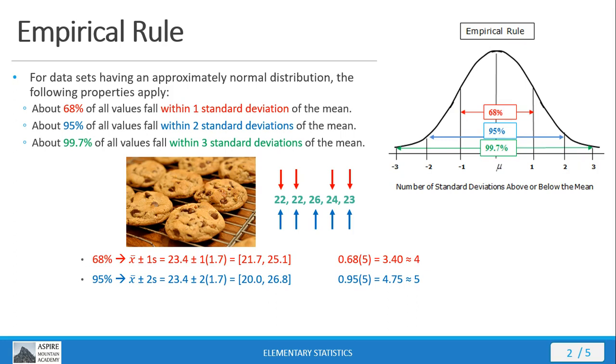Shouldn't be any surprise then that 99.7% of our data will be within 3 standard deviations, as the empirical rule predicts. 99.7% of our data will be all 5 of our data points, and yes, they are all between 18.3 and 28.5, just as the empirical rule predicts. So, for normally distributed data, the empirical rule can be very useful in predicting minimum and maximum values that reside within 1 to 3 standard deviations of the mean.